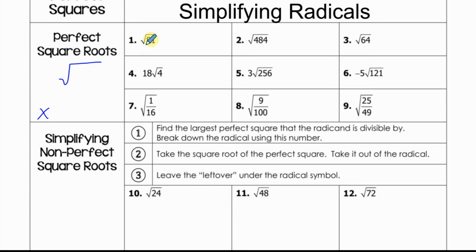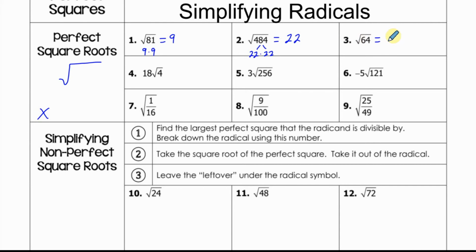All right, so square root of 81. So we're looking for two of the same things that make 81. Well, since 9 times 9 makes 81, the square root of 81 is 9. That's a fairly common one. Here's one you're not going to see very often, square root of 484. Well, that's 22 times 22. So the square root of 484 is 22.